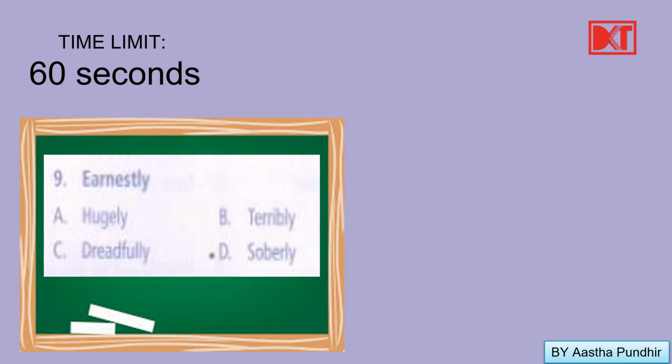Here the word is earnestly. The options are A, hugely, B, terribly, C, dreadfully, or D, soberly. Now here the correct answer is D, soberly. Doing something nicely in a good manner, properly, that is earnestly and soberly. Now the other ones, hugely means in a very big way, terribly means something very bad, dreadfully and terribly could be synonyms of each other.